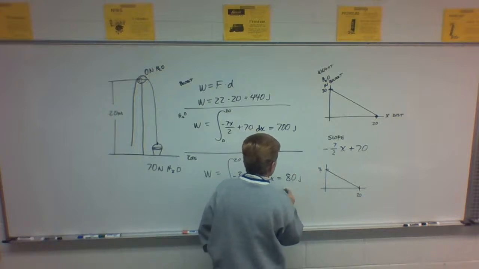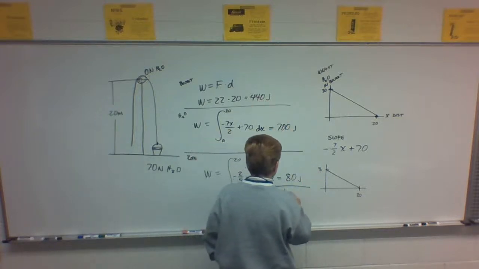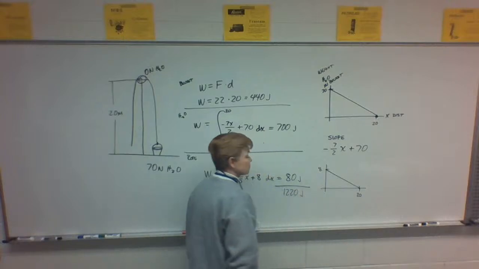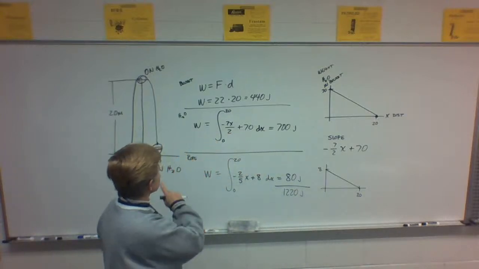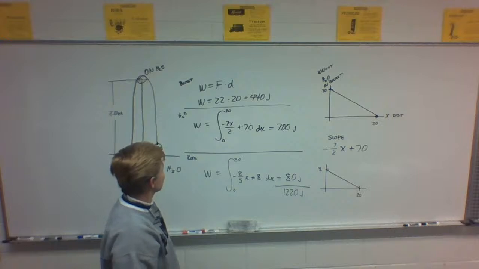No, just joules. So if I add them all up, I get 1220. 1220 joules of work to make this project happen. So that's really how you do it? Yes. You just add them all together? Yep. It's just a sum.